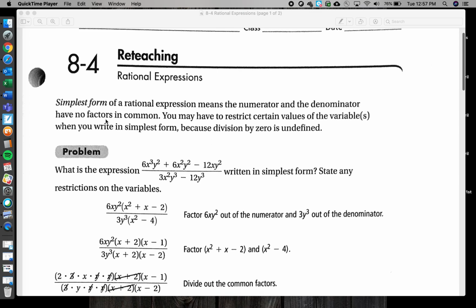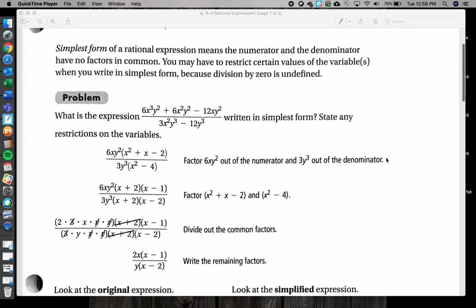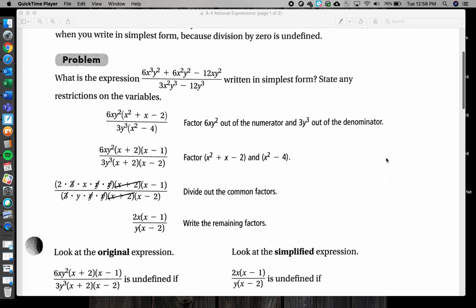Okay. So if you notice, simplest form of a rational expression means that the numerator and the denominator have no factors in common. You may have to restrict certain values when you're in simplest form because division by zero is undefined. So if you take a look at this first example here, this looks pretty messy. And they want you to write that in simplest form and state any restrictions on the variables.